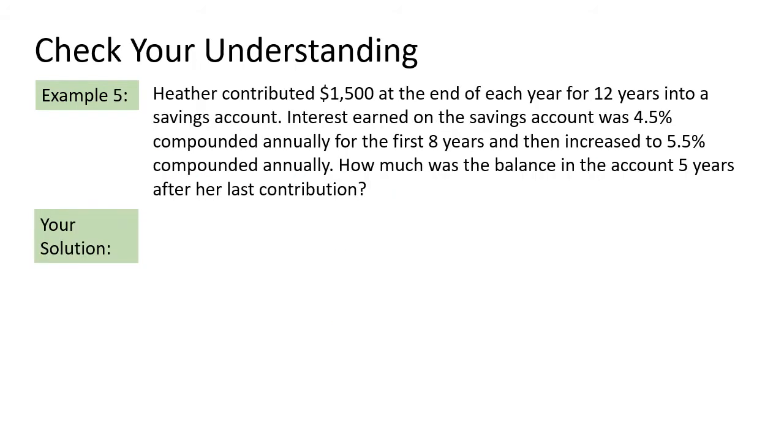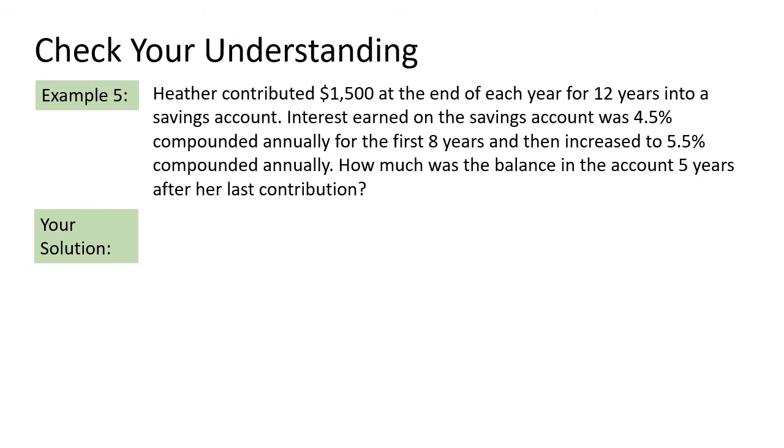Okay, let's look at one more example, which is a more complicated example that puts a lot of these pieces together that we've been discussing. So Heather contributed $1,500 at the end of each year for 12 years into a savings account. Interest earned on the savings account was 4.5% compounded annually for the first 8 years, and then increased to 5.5% compounded annually. How much was the balance in the account 5 years after her last contribution?